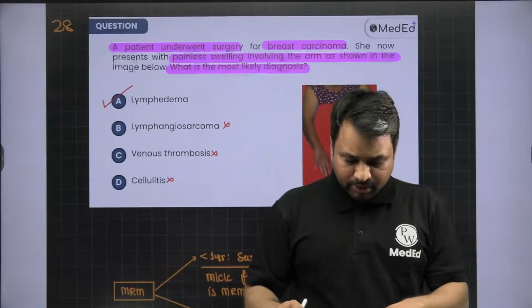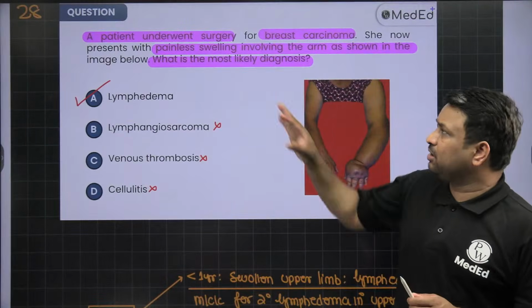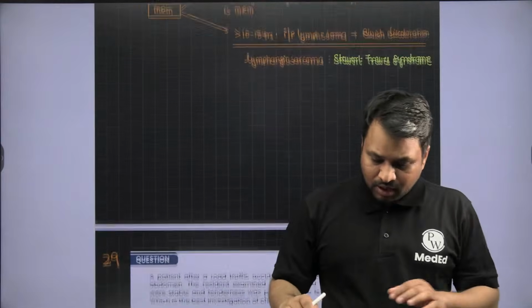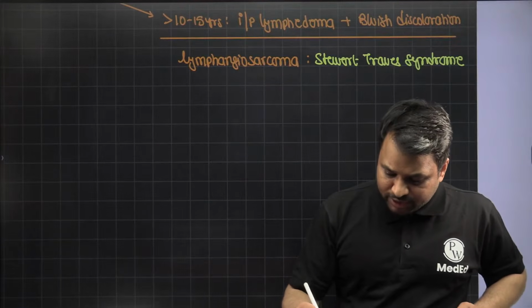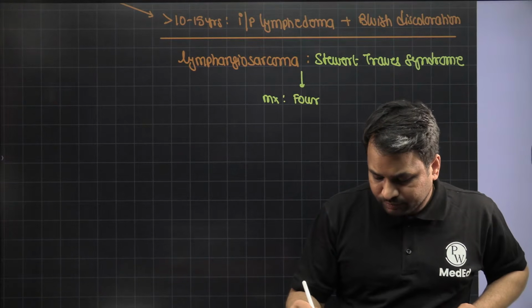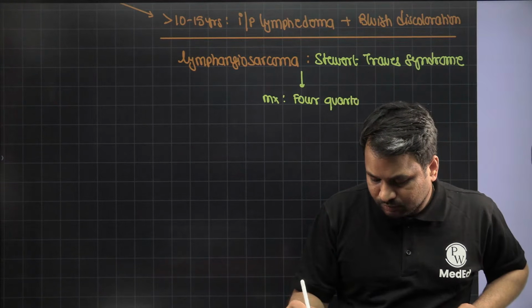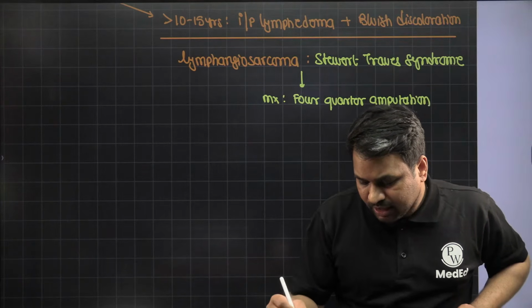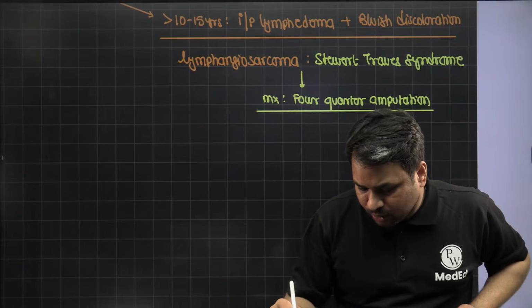So here, because they have not mentioned the time period, we're saying immediate post-op, the answer is going to be lymphedema. For lymphangiosarcoma, Stewart-Treves syndrome, the management is going to be forequarter amputation, associated with very poor prognosis. In forequarter amputation, what do you remove?